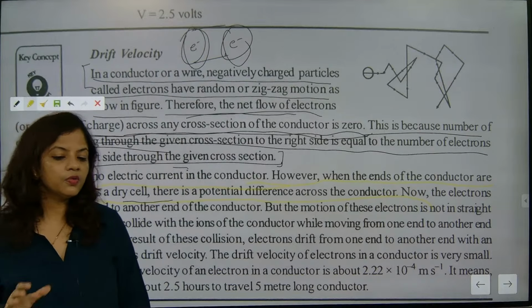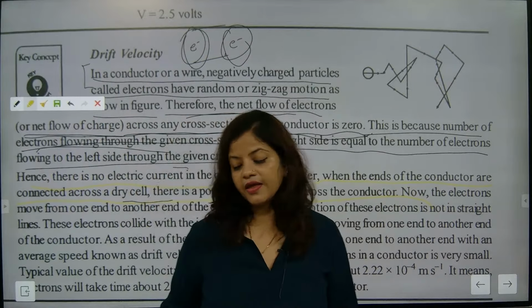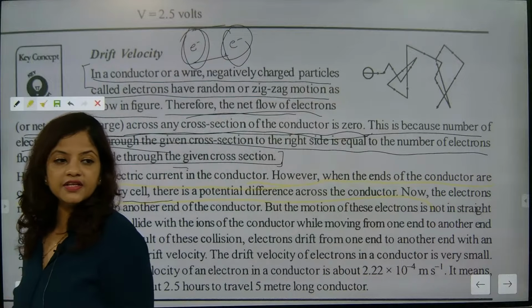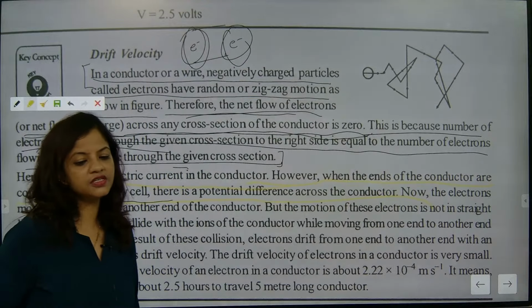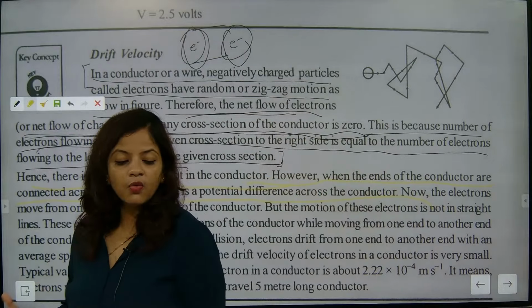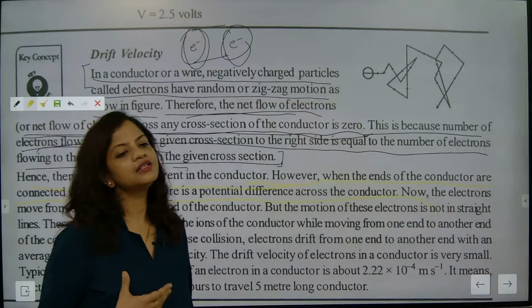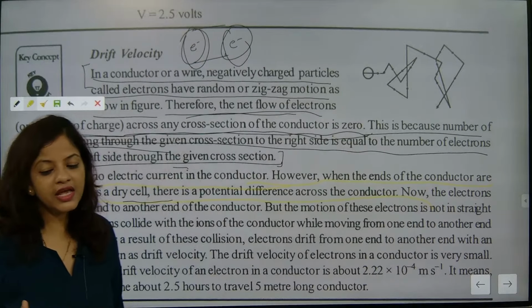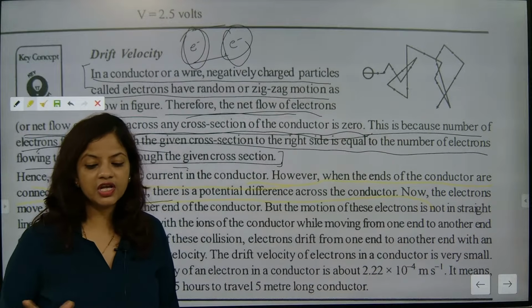Okay, so that means what? We have learned a very important thing here: what should be generated in the circuit? Potential difference. And to generate a potential difference so that the electrons will have a motion, what are we needing? We are needing a cell or a battery. So they help in generation of potential difference.